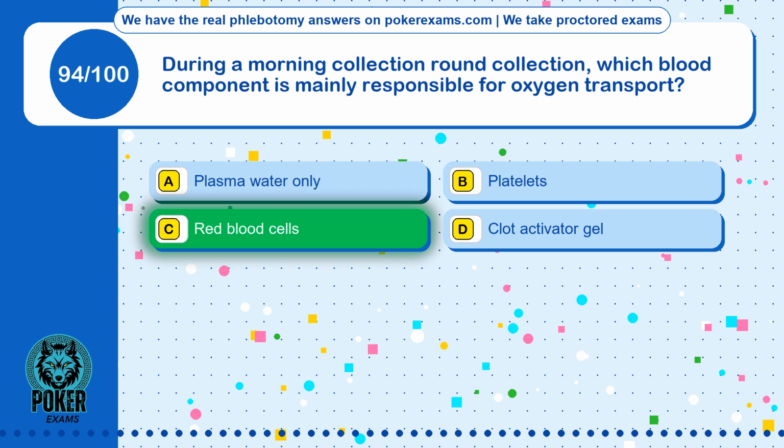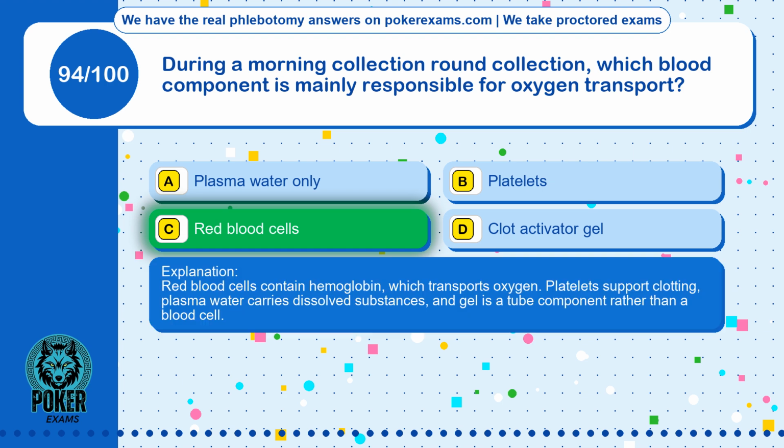The correct answer is option C. Red blood cells. Red blood cells contain hemoglobin, which transports oxygen. Platelets support clotting, plasma water carries dissolved substances, and gel is a tube component rather than a blood cell.